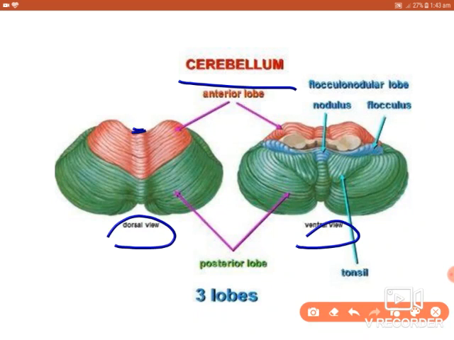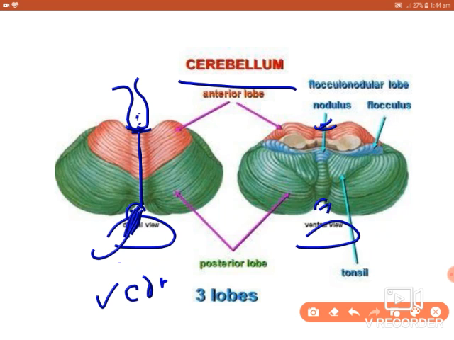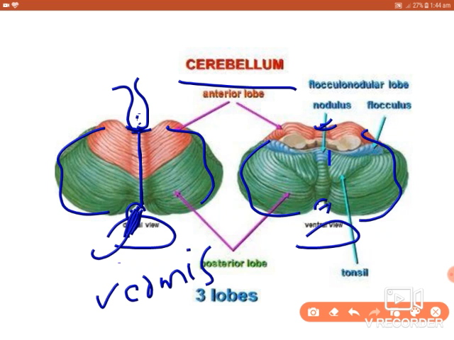This is the anterior notch, and here this is the posterior notch. The anterior notch lodges the brainstem. In the posterior notch we get the falx cerebelli. Then the middle portion here is called the vermis. On each side, these are the cerebellar hemispheres.